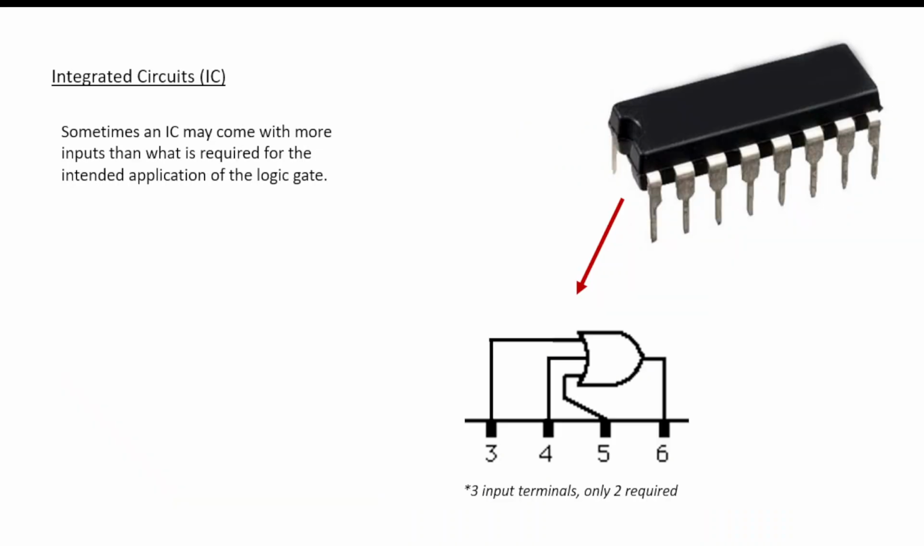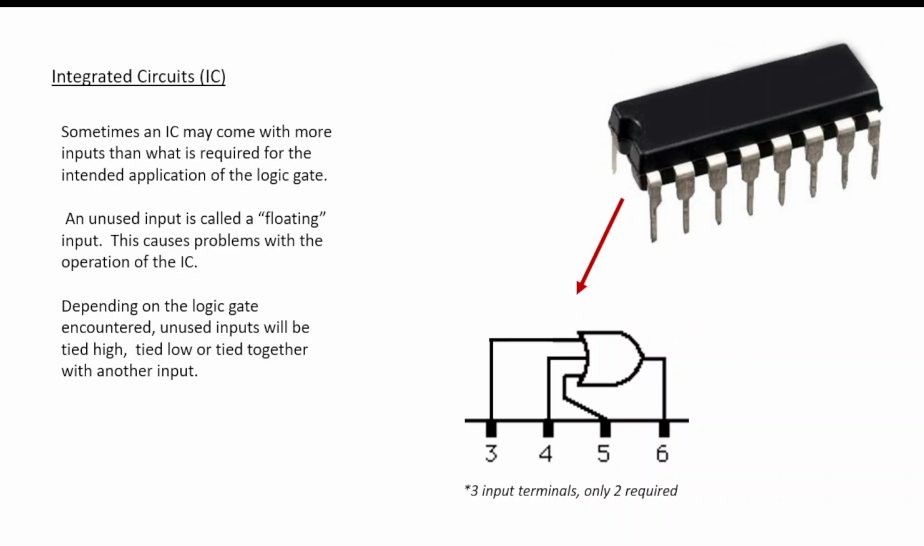Now, sometimes an IC may come with more inputs than what is required for the intended application of the logic gate. For instance, on this IC, we might have a 3-terminal OR gate, but I only need to use 2 for my application. Well, there's problems that arise if you simply don't use one of the inputs, which wouldn't occur if you just used standard big old chunky logic gates. So an unused input is called a floating input, and this causes problems with the operation of the IC. Depending on the logic gate encountered, unused inputs will be tied high, tied low, or tied together with another input.